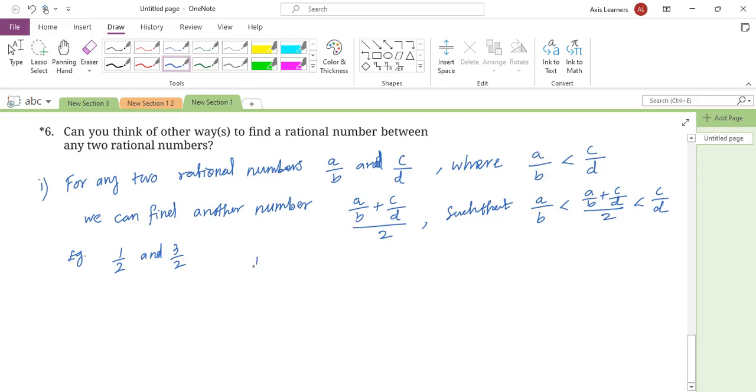So what we can write, 1 by 2 plus 3 by 2 divided by 2. What will come? 1 plus 3, 4. 4 by 2 divided by 2. If I cancel this, 2 by 2 is equal to 1.